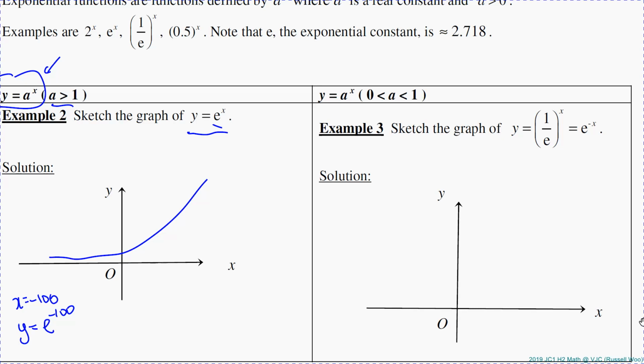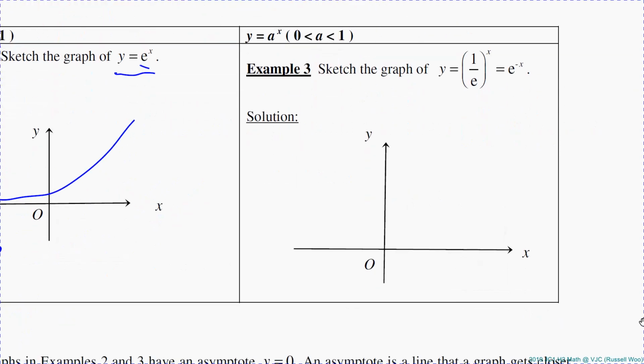Are you following me? Okay, very good. So therefore it makes sense. This graph will always lie above the x-axis. It will never lie below the x-axis, because e to the power of anything will always be positive. Make sense? Good. Now, what about this one then?